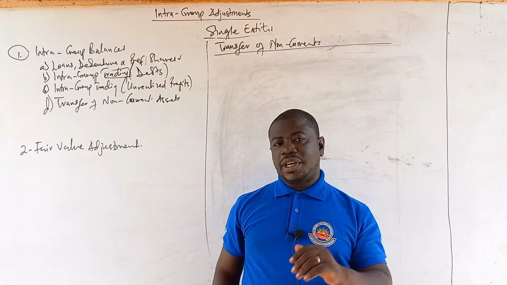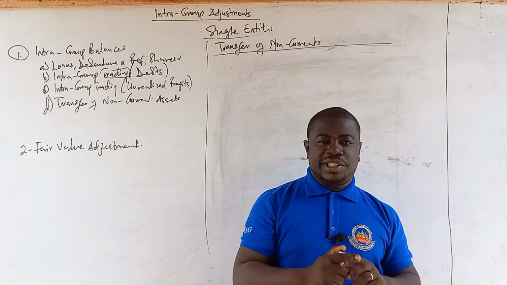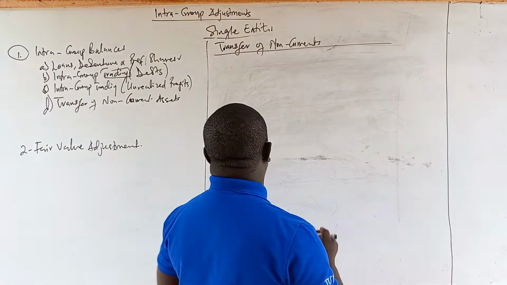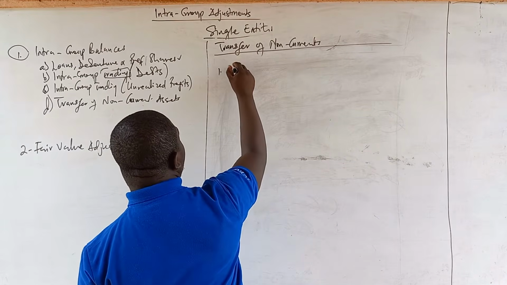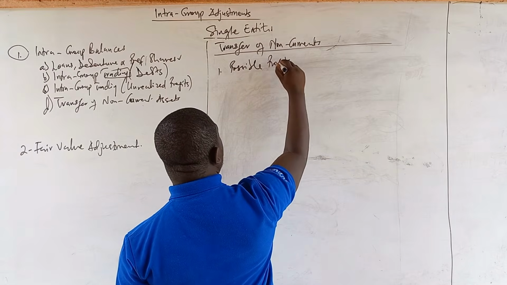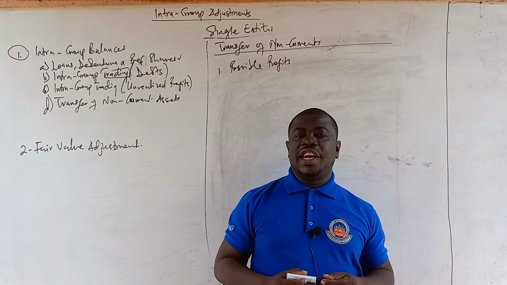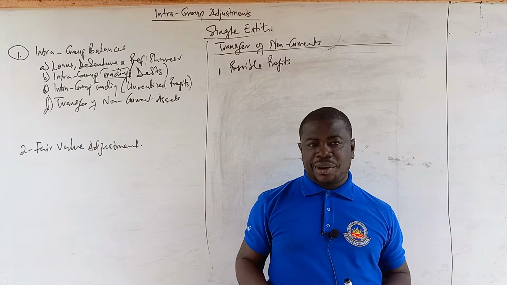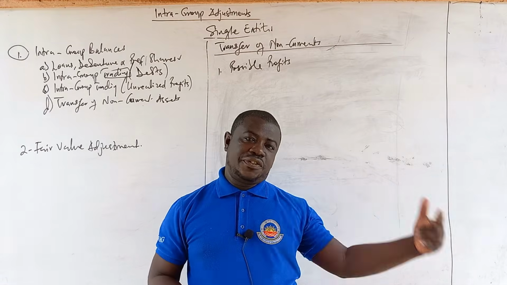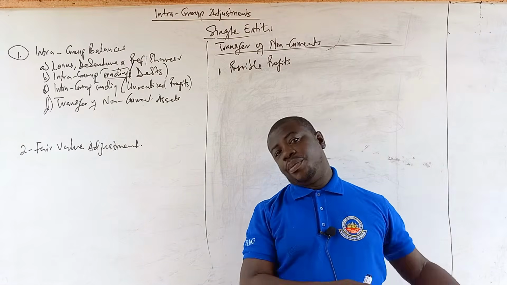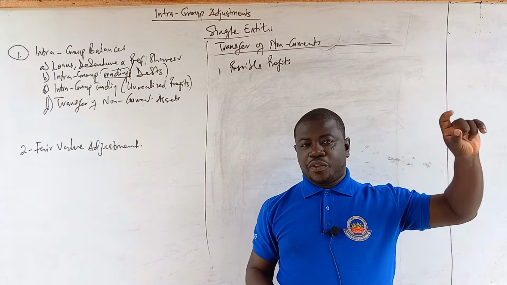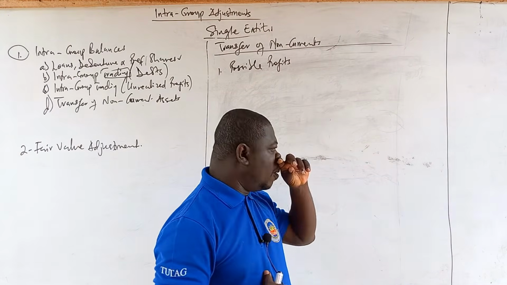Now, please take note of something. Anytime there is a transfer of non-current assets, two issues arise. The first one is that there could be possible profits. Possible profits could be made on the transfer. So if the current asset net book value, or the current amount in the books of the parent, is, let's say, $1,000, they can transfer it to the subsidiary for maybe $1,500 and take the money. So it means that they have transferred it at a profit of $500. So there could be possible profit.